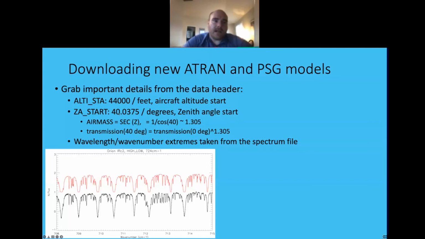I generally go about adjusting that with an exponent anyway to get it to agree with what I see. But this is how to convert it to an air mass. And just a reminder of what air mass does to the transmission looking up versus at an angle through the atmosphere. And then note the wavelength, or actually wave number extremes taken from the spectrum file.